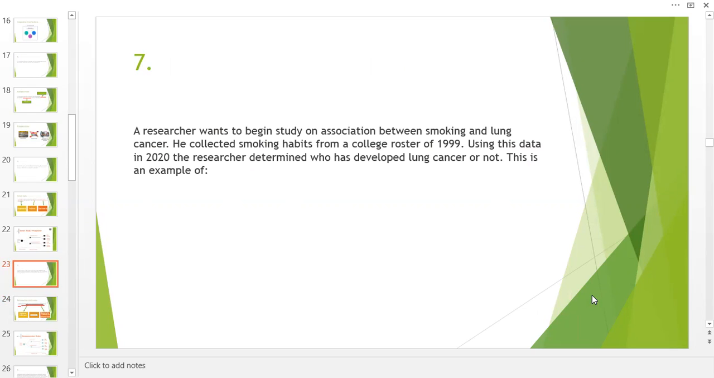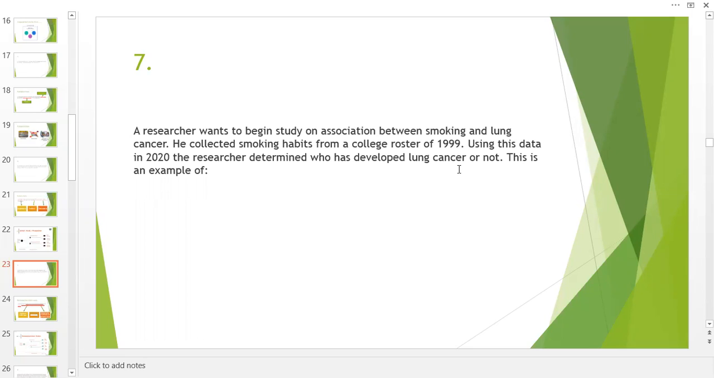A researcher wants to begin a study on association between smoking and lung cancer, right? He collected smoking habits from a college roster of 1999. Using this data in 2020, the researcher determined who has developed lung cancer or not. In 2021, the whole of this has occurred, even those who have developed lung cancer, because we are in 2021. So it can be a case control study, and I agree it can be a retrospective cohort study. However, if you give us any clue that the person wants to follow it in the forward direction, then it can only be a retrospective cohort study. As the outcome has occurred, it can be a case control study.